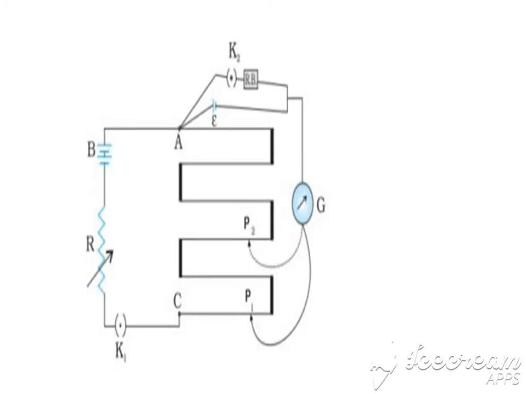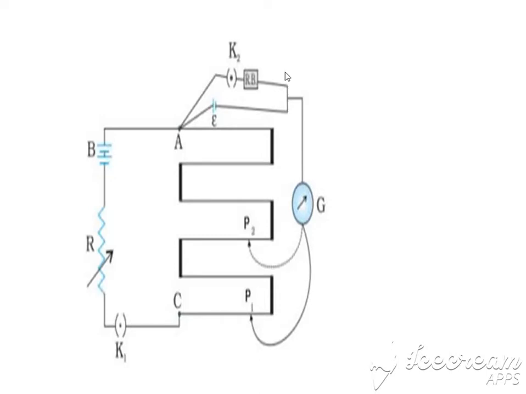Now the working goes like this. In the first step, you have to plug in the key K1, and K2 is left open. So the current flows through the potentiometer wire, and then you have to find the null point. You just have to slide the jockey on the wire, and the null point is the point where there is no deflection in the galvanometer. Suppose you get that length as L.